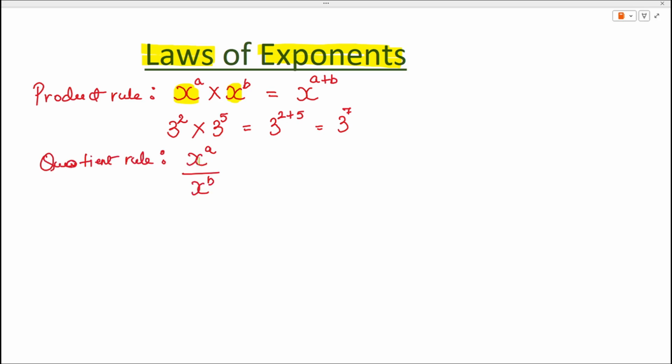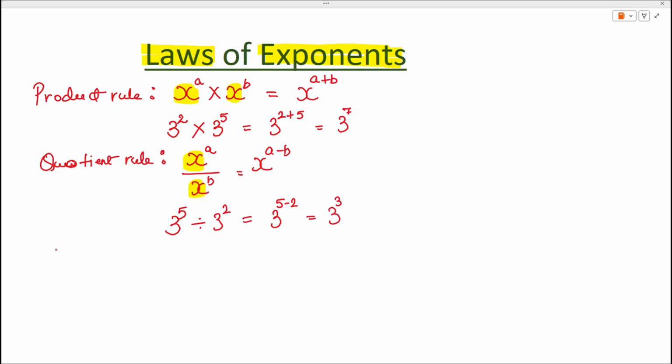According to this rule, when the bases are the same in division, the exponents are subtracted. So this one can be written as x to the exponent of a minus b. Let us look at a simple example. If it is 3 raised to the exponent 5 divided by 3 to the exponent 2, it should be equal to 3 to the exponent of 5 minus 2, which is also equal to 3 to the exponent 3.